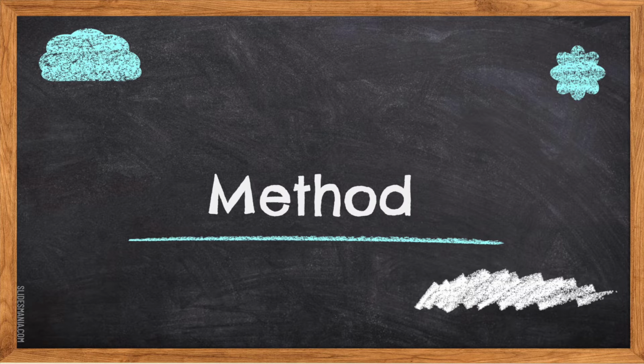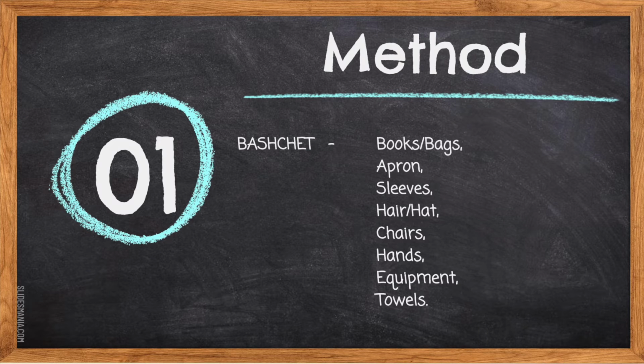Method. BACHETTE stands for the beginning steps that you need to do at the start of your lab. B stands for books and bags. They should be away either at the back of the classroom or under your table. A stands for apron, which you need to put on to help protect your clothing. S stands for sleeves. You need to roll them up past your elbows.